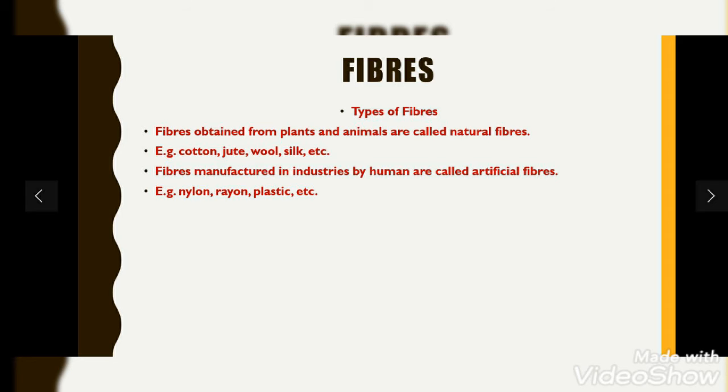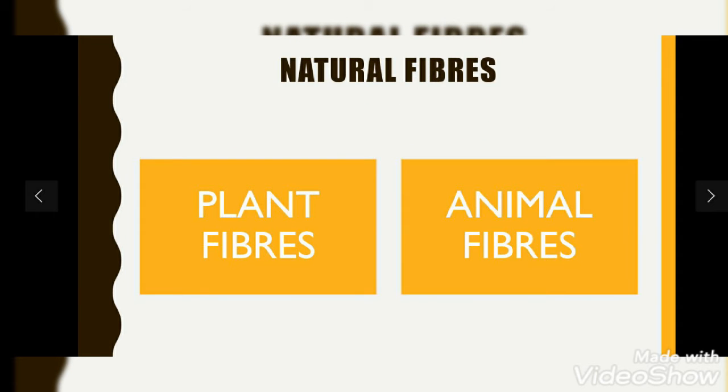Fibers obtained from plants and animals are called natural fibers. Examples are cotton, jute, wool and silk. And fibers which are manufactured in the industries by humans are called artificial fibers or synthetic fibers. Examples are nylon, rayon and plastics. So there are mainly two types of fibers, natural fibers and synthetic fibers.